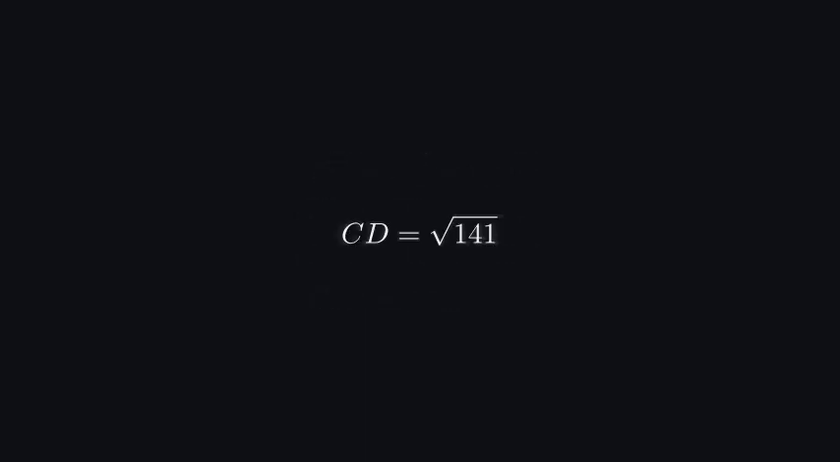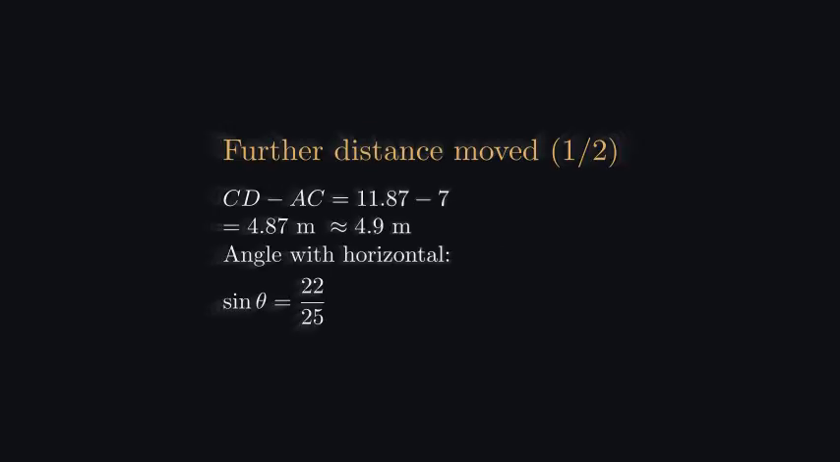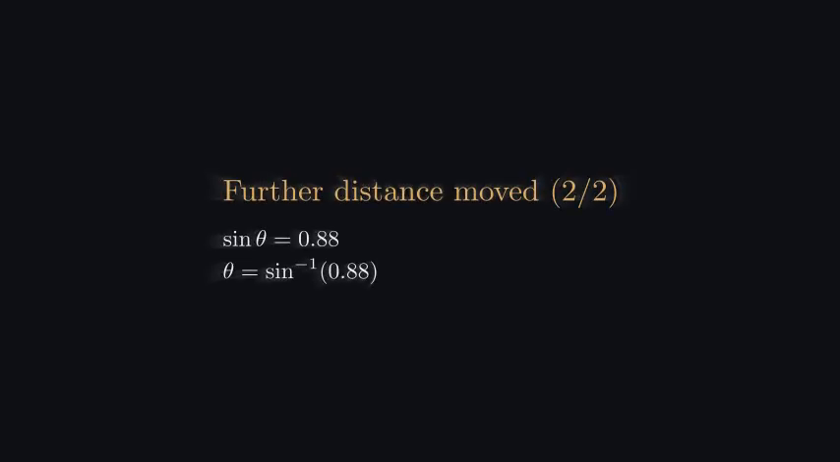To summarize, CD minus AC equals 11.87 minus 7 equals 4.87 meters, which is 4.9 meters. The angle with the horizontal is 62 degrees. The key equations are shown on the screen.